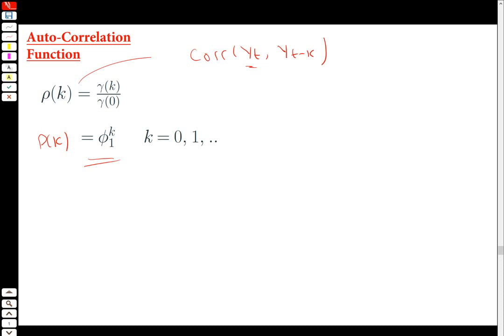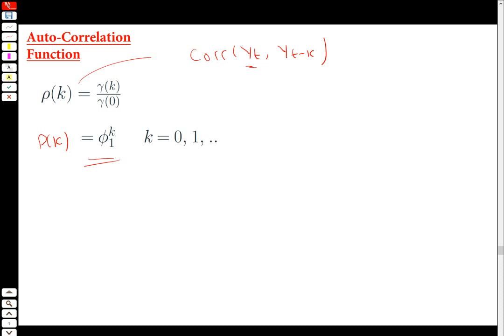Okay, so we showed this earlier. Remember, gamma naught is just the variance. Remember gamma k is the covariance of yt and yt minus k. At k equals naught, this is just the variance. It's the covariance of yt with itself. And if you look at the formula, it's just going to be the variance. So you'll see these two interchange. Gamma naught is just shorthand for the variance of yt.